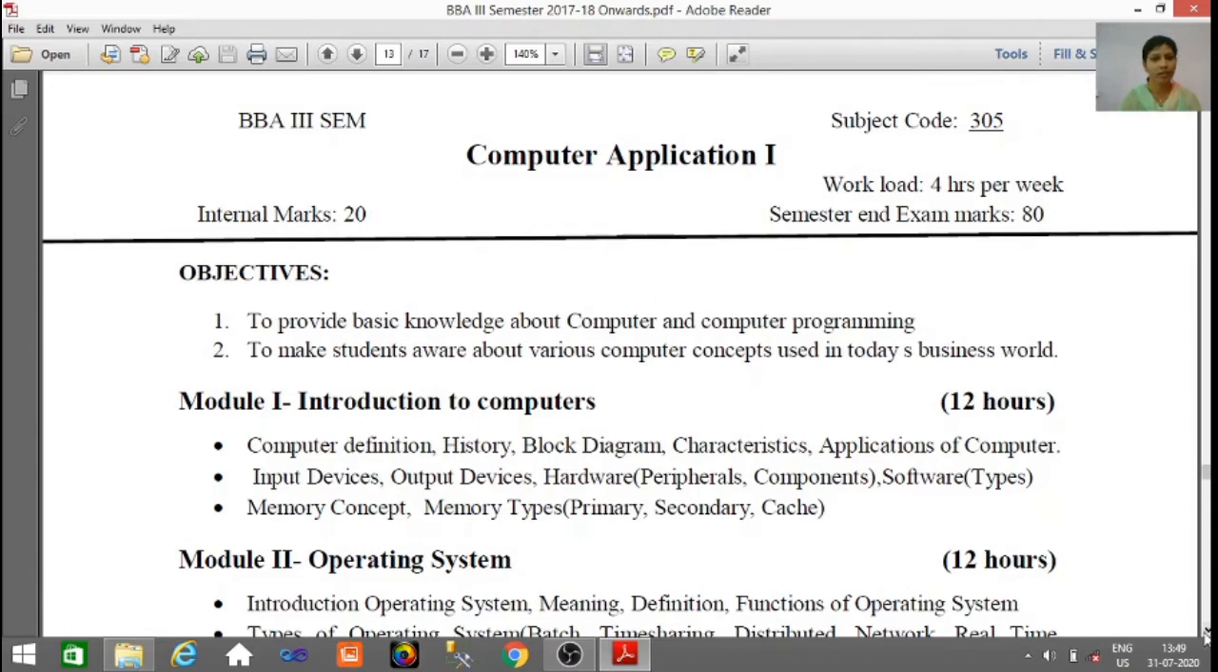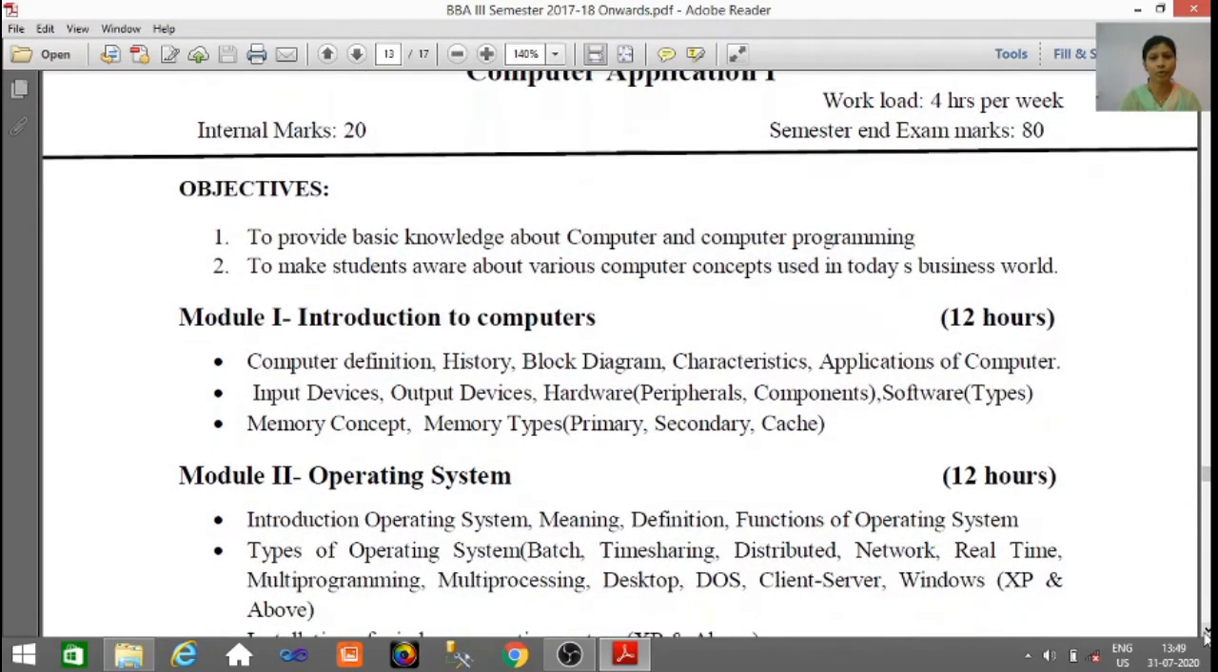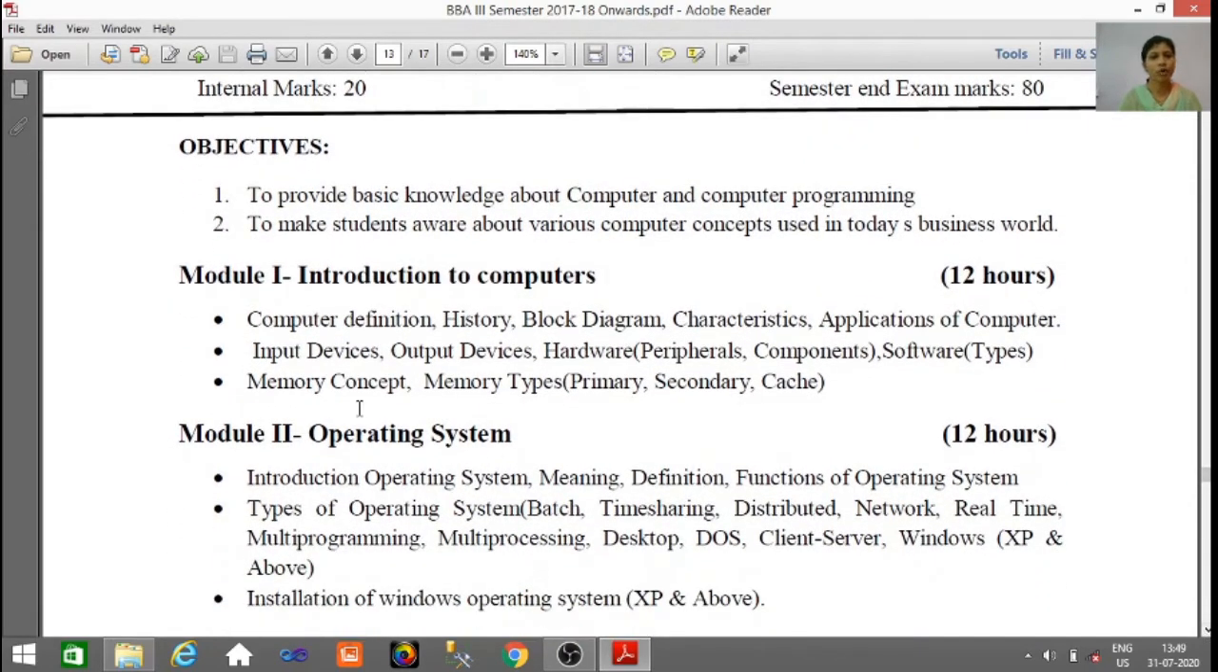First one is introduction to computers. In this module, you learn all the basic things about computers, meaning computer definition, history of computers, who is the founder of computer, block diagram of computer. This is the main question, surely comes in question paper for 10 marks, block diagram of computers. In this we will see what are the parts of computer, how it will work, all these things.